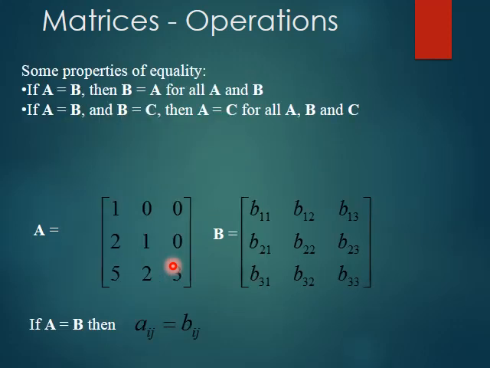Now matrix operations, some properties of equality. If A is equal to B, then B will always be equal to A. And if A is equal to B and B is equal to C, then clearly A will be equal to C for all the matrices A, B and C.